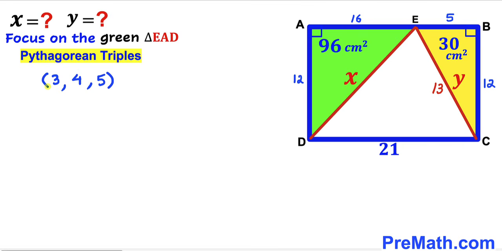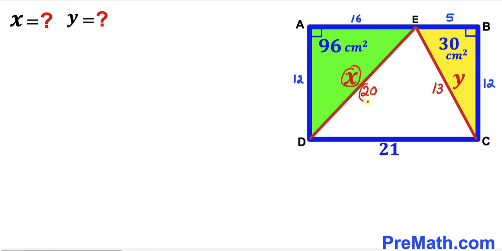Let's recall the Pythagorean triplet 3, 4, 5. I am going to multiply all of these by 4 across the board, and as a result we end up with the new triplet 12, 16, 20. Now we can see our two legs are 12 and 16, so this hypotenuse has got to be 20 cm. So our ED length turns out to be 20, and our x value turns out to be 20 cm.